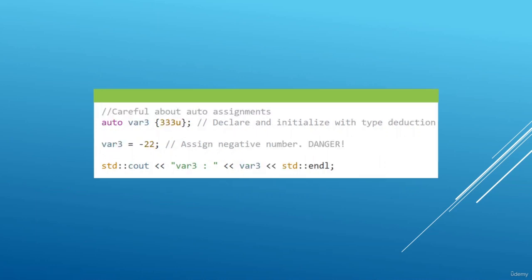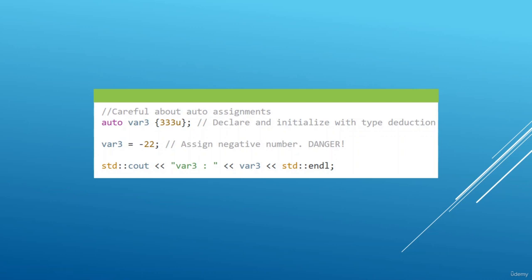One thing you really need to be careful about is if you are doing auto type deduction, the type is not very apparent by looking at the declaration of the variable here. For example, here, by looking at auto var3, we don't really know what that is. And it is very easy to try and put in a value that is illegal. For example, here, we have deduced an unsigned integer, which is only going to store positive numbers, but we are putting in a minus 22.